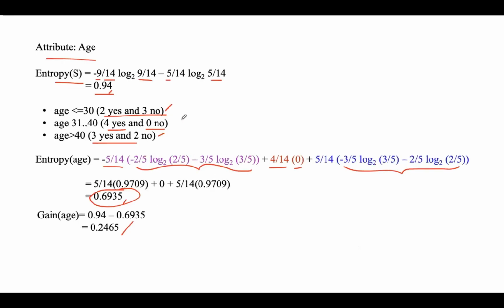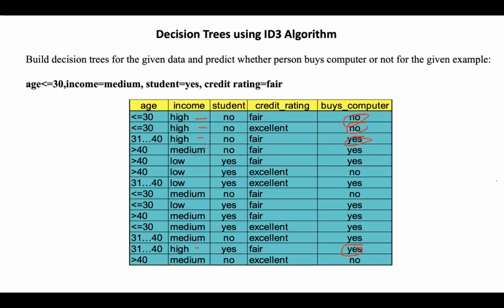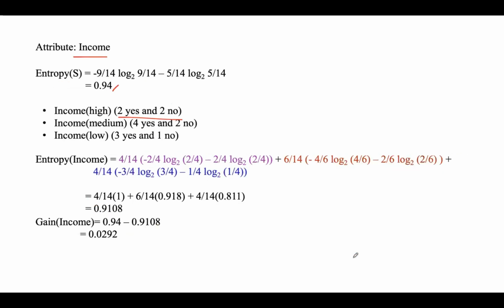Next, income medium. Medium ones are 1, 2, 3, 4, 5, 6. Out of 6, the number of yes is 1, 2, 3, 4, and the number of no's is 1, 2. So the number of yes is 4 and the number of no's is 2.